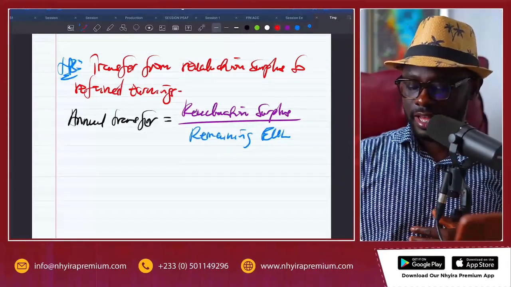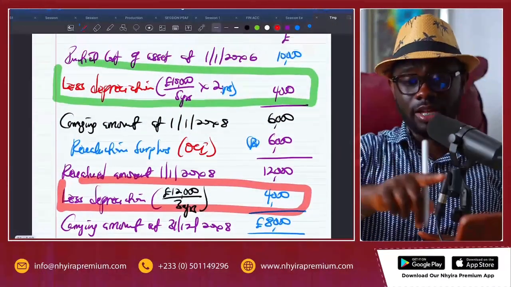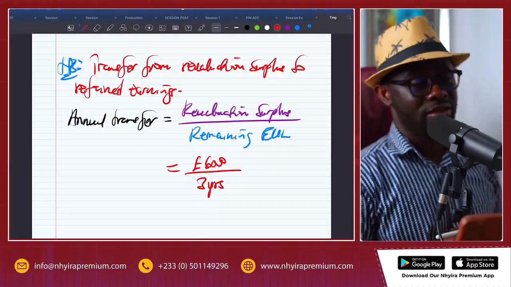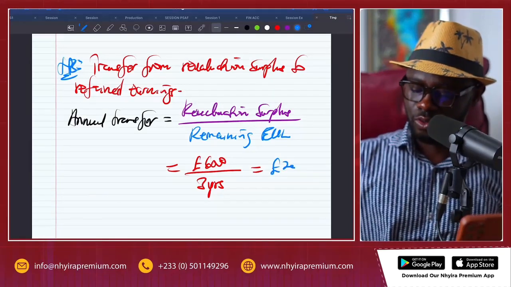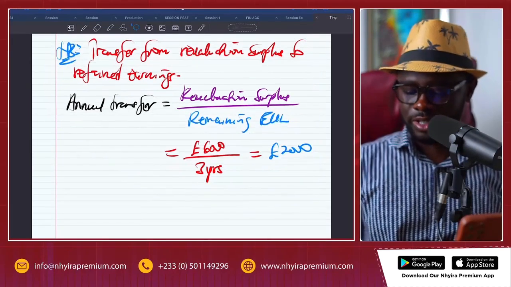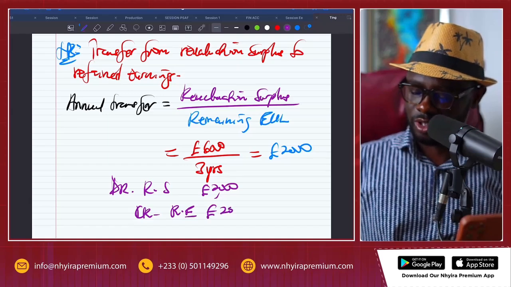And so if we take that, what was the revaluation surplus we had? We had a surplus of 6,000. The remaining economic useful life was 3 years. And so every year we would transfer £2,000. And the double entry for that is to debit the revaluation surplus account and credit retained earnings with the £2,000.